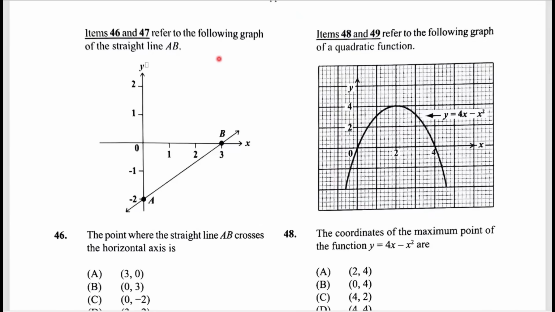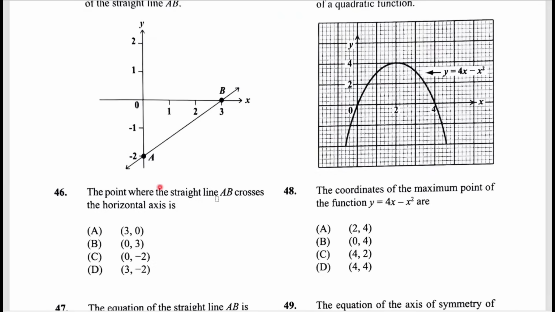For example, in that graph of the straight line AB, the point where the straight line AB crosses the horizontal axis is. So when it crosses the horizontal axis, essentially, that'll be 3. 3 comma 0, that's A. That's pretty straightforward though.